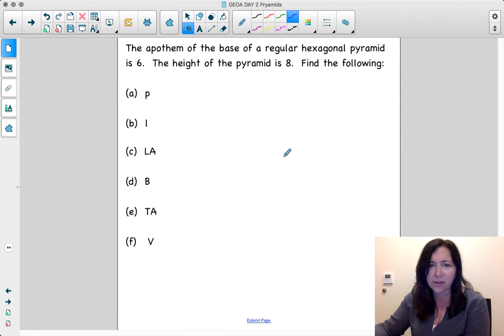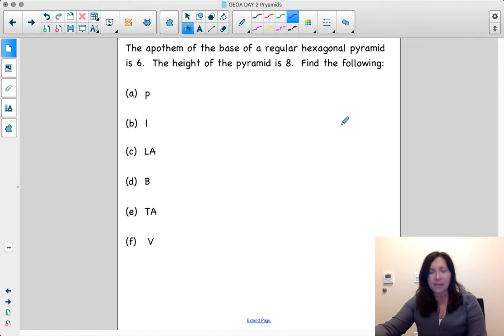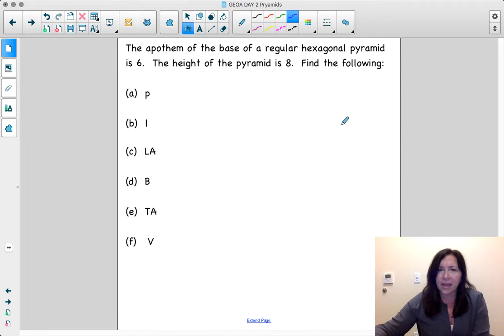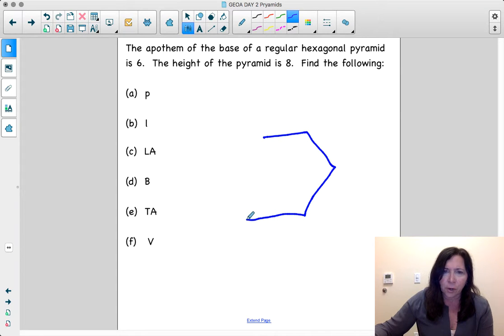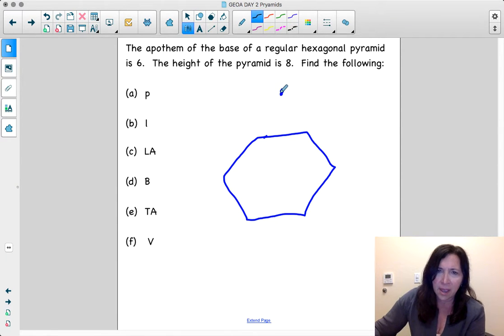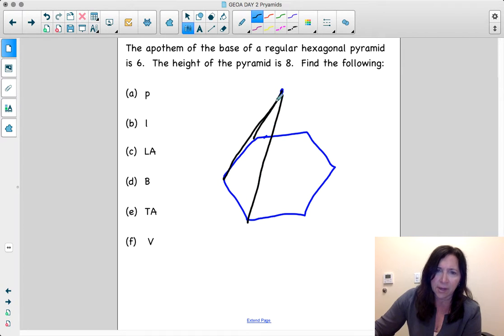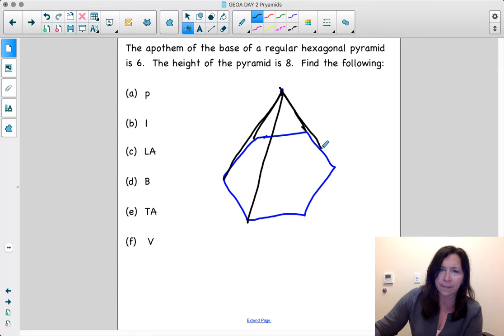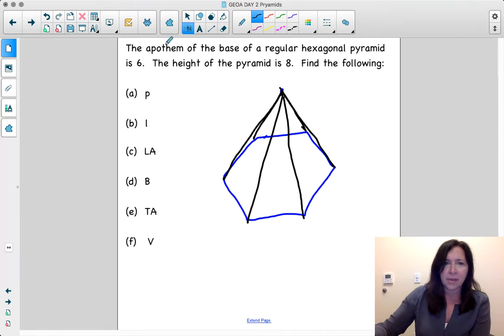So this is a hexagonal pyramid. So again, to make this hexagonal pyramid, you are going to create the base. And so the base of a hexagon, so let's see here, 6 sides. So we're going to go 1, 2, 3, 4, 5, 6. To make the pyramid, put the point up at the top and you connect the vertices. So here we go. We connect all those corners, all right? And now we have a hexagonal pyramid.